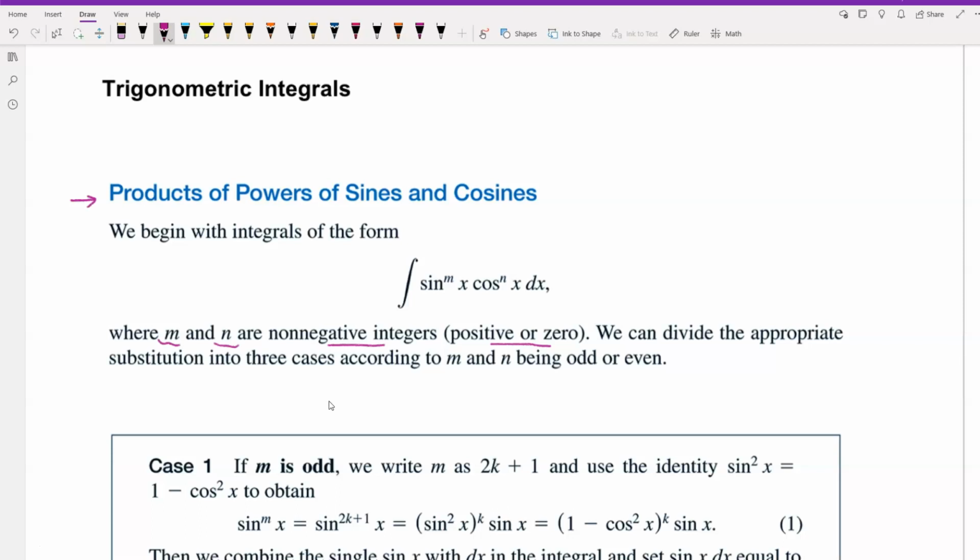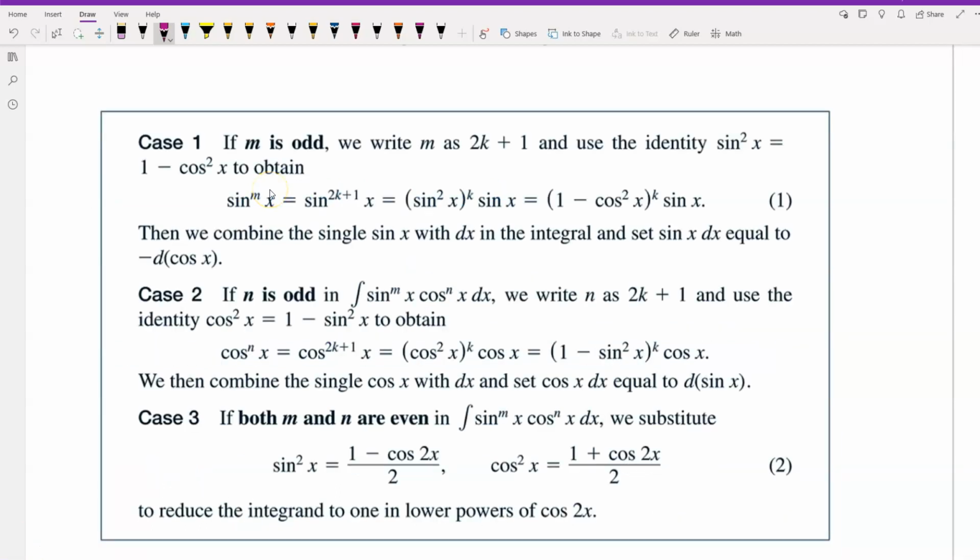We can divide the appropriate substitution into three cases according to what we have for m and n, if m and n are odd or even. Case 1 is when m is odd. We write m as 2k plus 1 and use the identity sine squared equals 1 minus cosine squared.